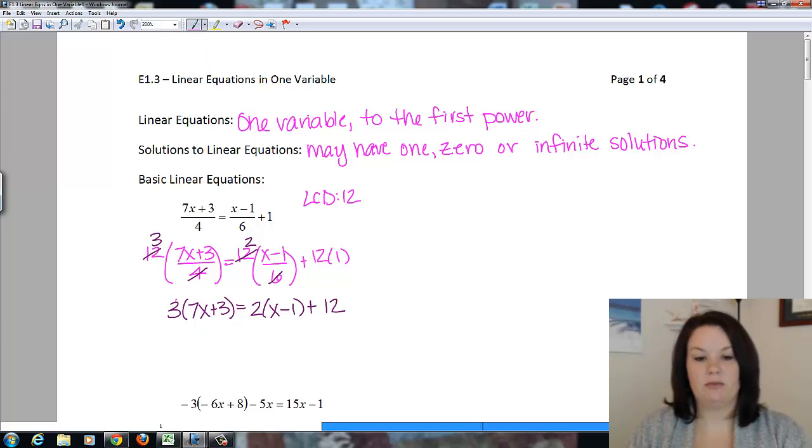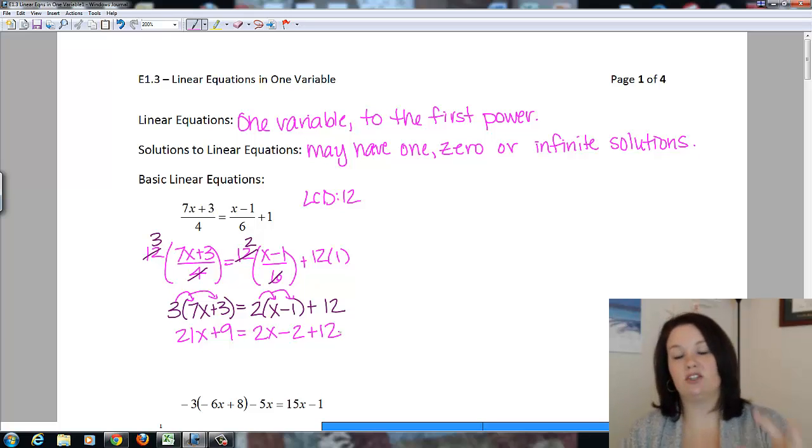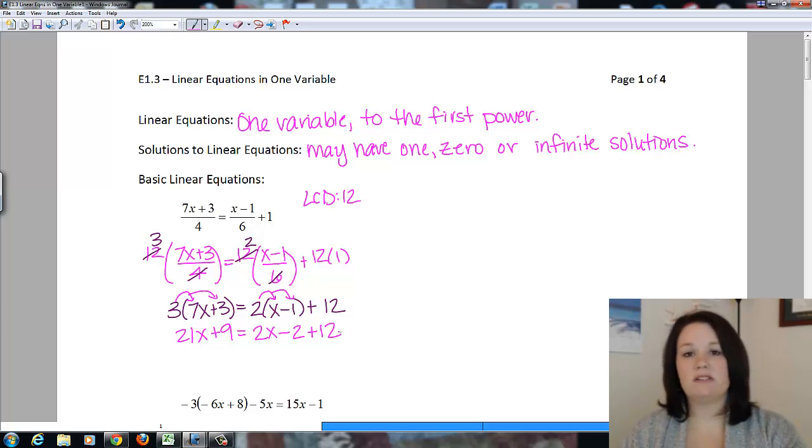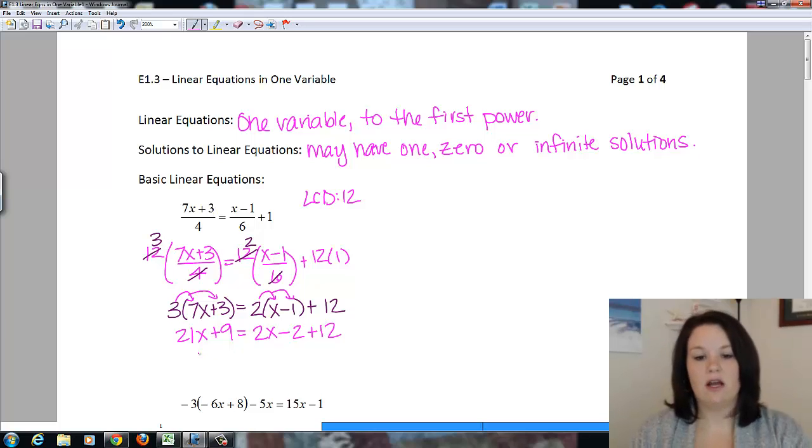I'm going to distribute my 3 and my 2 into those quantities. So 3 times 7x gives me 21x, plus 3 times 3 is 9. 2 times x gives me 2x. 2 times negative 1 is negative 2, and then plus 12. And then from here, we're just basically trying to get all of our x's on one side, all of our constants on the other. I'm going to go ahead and combine my constant terms on the right-hand side of the equation. Negative 2 and 12 gives me positive 10.